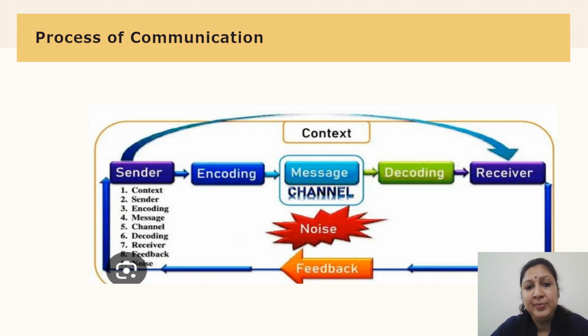So in a nutshell, we can say the process of communication begins with the sender and also ends with the sender, with the feedback of the receiver. So basically there is a sender who encodes the message, then the message is passed to the receiver through a channel, and the receiver decodes the message and receives it, and then sends feedback to the sender again.